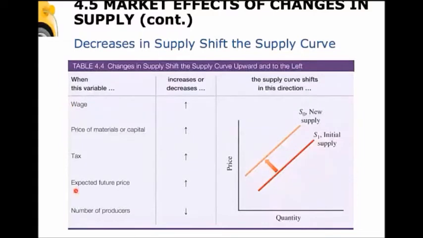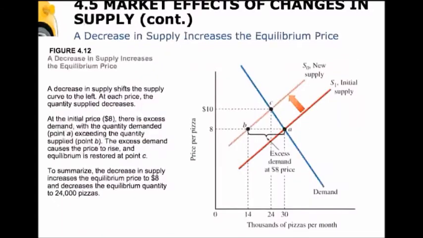Any of those variables moving in the opposite direction is going to be a decrease in supply. So if we want to look at, say, an increase in wages, which is a significant increase in cost to the production process, we would expect the quantity supplied at any given price to go down, so the supply curve shifts to the left. Same is true for an increase in the price of materials or capital, an increase in taxes, increase in expected future prices, or a decrease in the number of producers. All of those will shift the supply curve to the left, which is a decrease in supply.